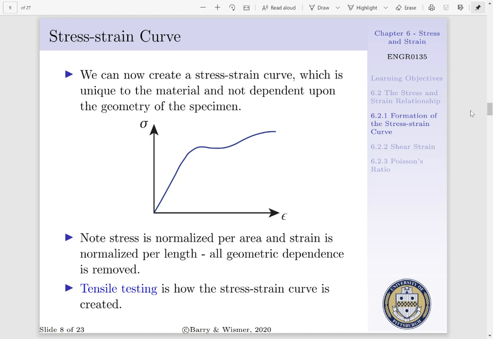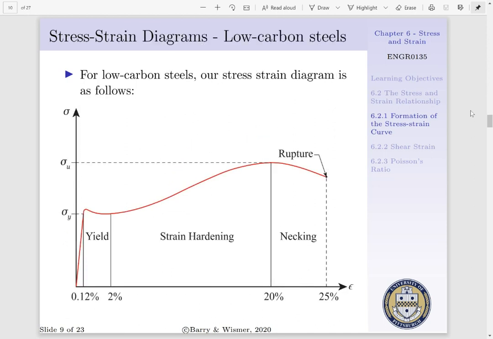The generation of a stress strain curve is done via tensile testing, and you can click this link to watch a video of a tensile test. For low carbon steels, we have the following stress strain diagram. On our y-axis we have our stress, and on our x-axis we have our strain. Our strain is reported as a percent.